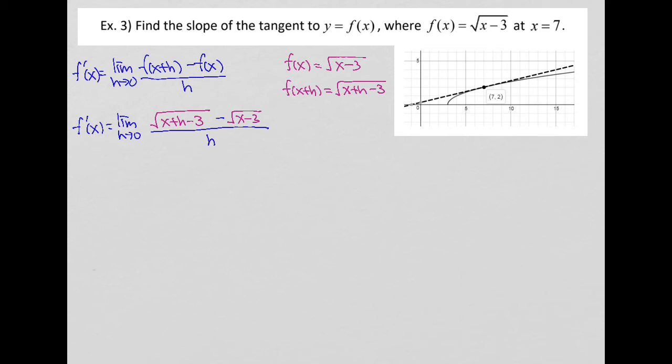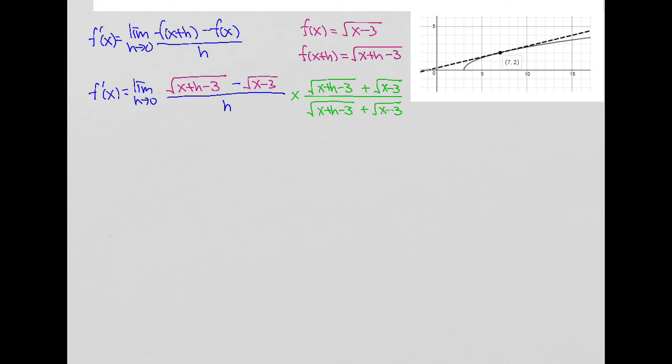As you can see here, we have a square root function. So in order to simplify it, we have to get rid of the square root. How do I get rid of the square root? I have to times by its conjugate. So the conjugate will be square root of x plus h minus 3, plus square root of x minus 3. And we have to do the same thing to the denominator.